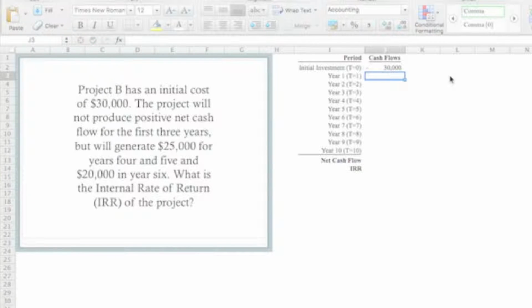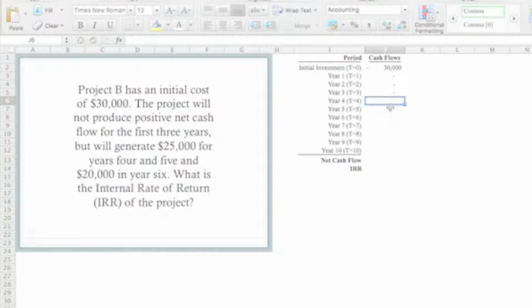We're also told that it does not produce any cash for the first 3 years. So what we need to do is to enter zero for 3 years. And that's necessary so that when Excel calculates the rate of return, it knows that the cash flow in year 4 is not the first cash flow, it's the fourth, because we have these zeros in here.